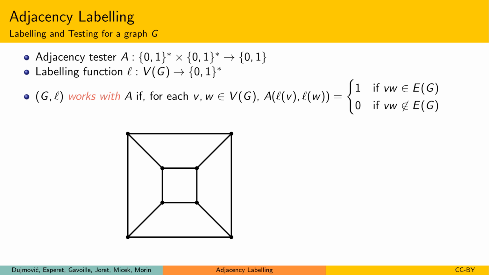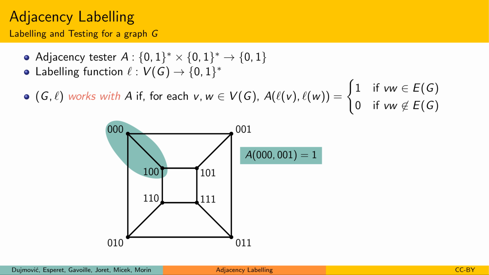Let A be a function that takes pairs of binary strings as inputs and outputs a single bit. Now, take a graph G and label its vertices with binary strings. We say that this labeling of G works with A if the following conditions are satisfied. When given the labels of any two adjacent vertices in G, A outputs 1. When given the labels of any two non-adjacent vertices in G, A outputs 0. We refer to A as an adjacency tester.